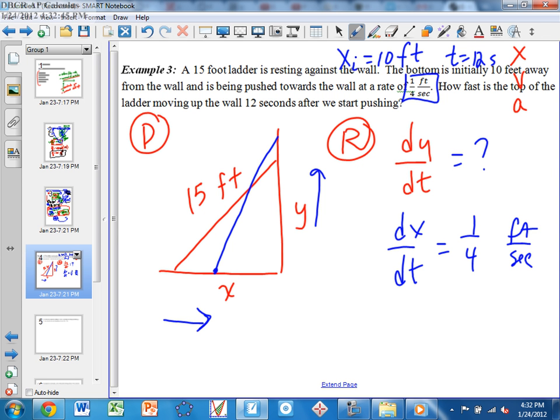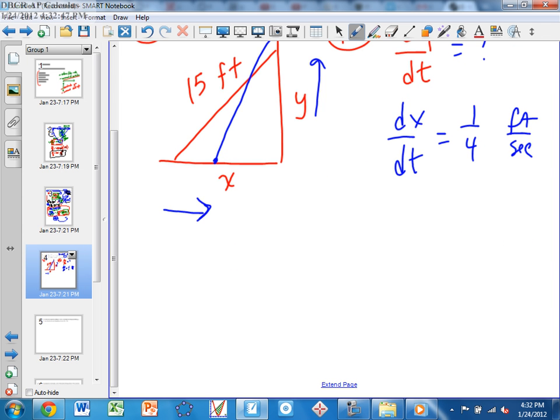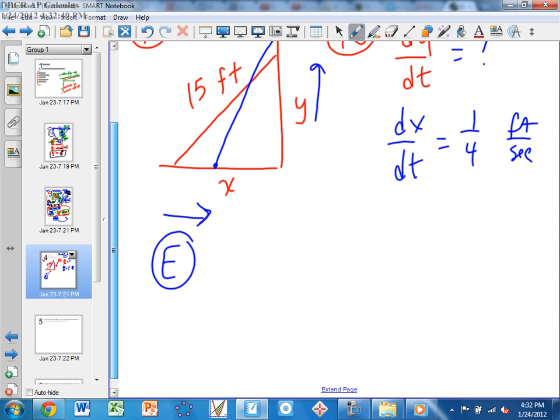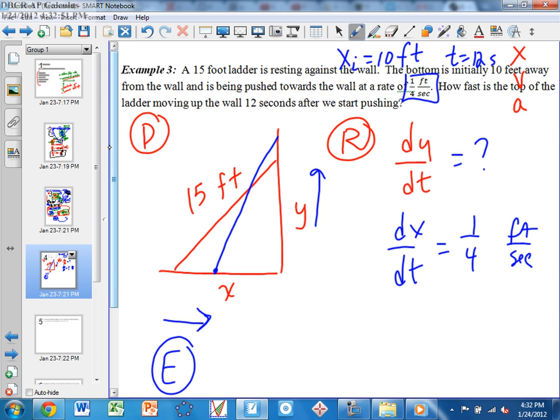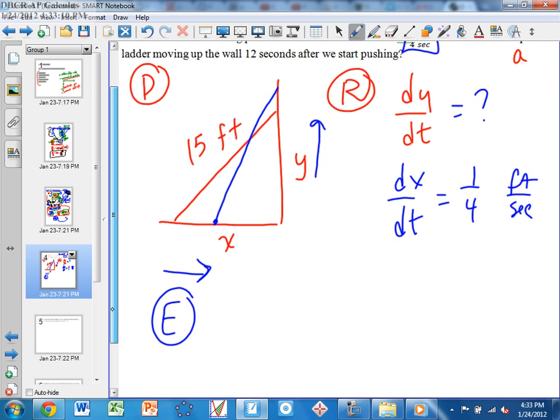Okay? All right, so we have the rates. Next is the equation. Now, look at your diagram. What's the only equation you can write from this diagram? Pythagorean theorem. A lot of the time, when you have a triangle and you have two variables that you're missing, and you're going to have to differentiate them both, you're going to probably use the Pythagorean theorem. So get used to using it here. So we're going to have x squared plus y squared equals 15 squared.